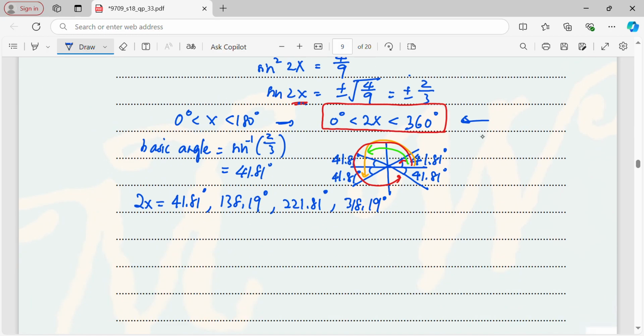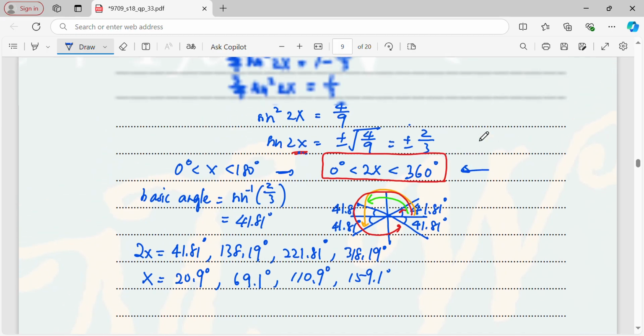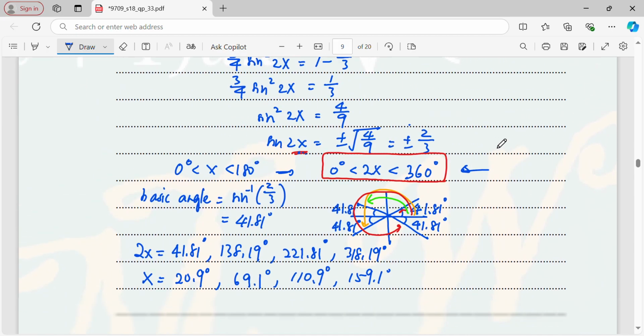So now, final answer to get the x. So all of this divided by 2, and you round to 1 decimal place because the angle is in degrees. So therefore, after I have rounded, the first value is 20.9 degrees, then followed by 69.1 degrees. The third will be 110.9 degrees, and the last one is 159.1 degrees. So this will be the solution of this question.